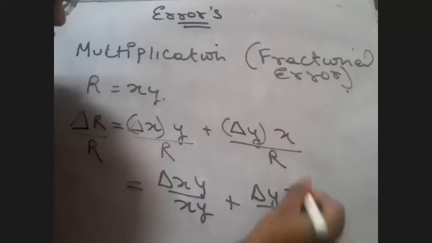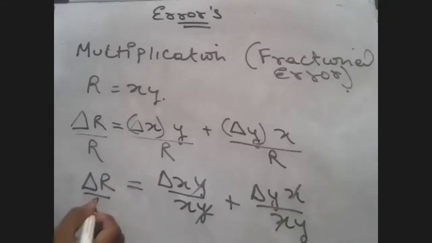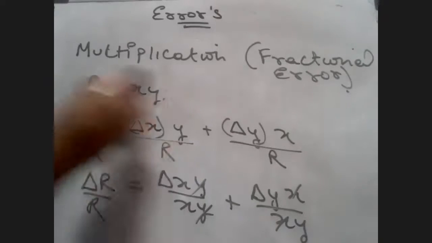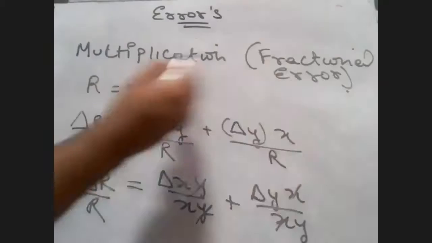So here x and x get cancelled, y and y get cancelled. So what you are getting? Delta r upon r equals delta x upon x plus delta y upon y. Okay, so that becomes my original expression for fractional error. This is also called multiplication because you are multiplying your two variables here and getting a result here. Both the names are going to be the same.